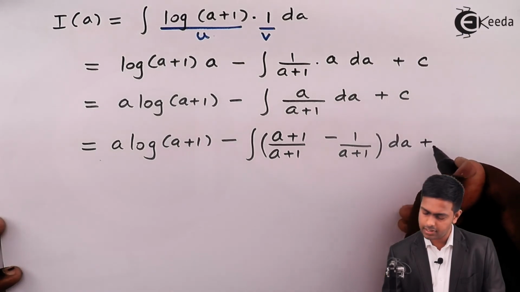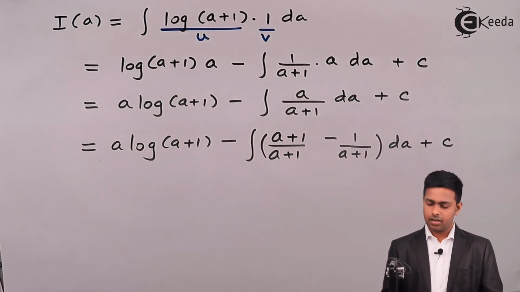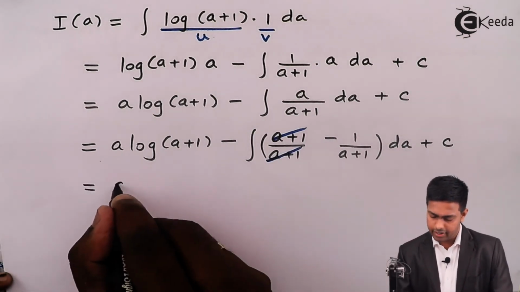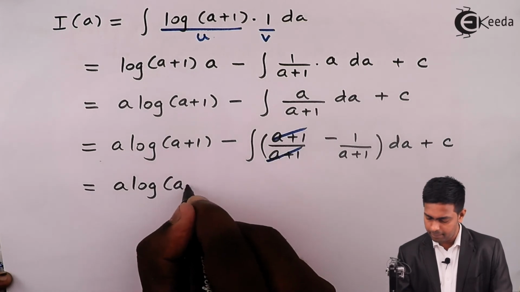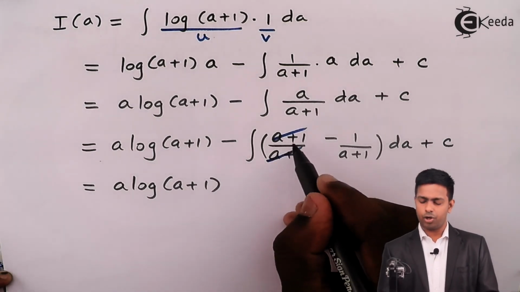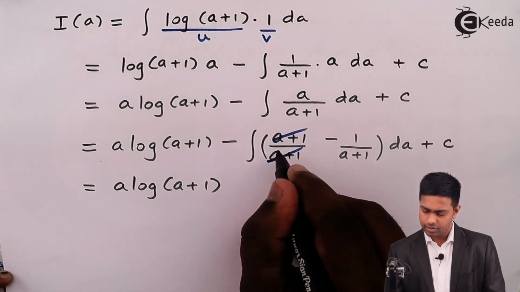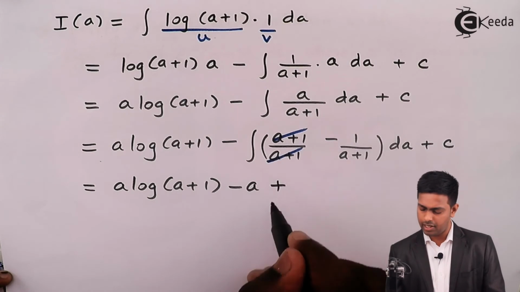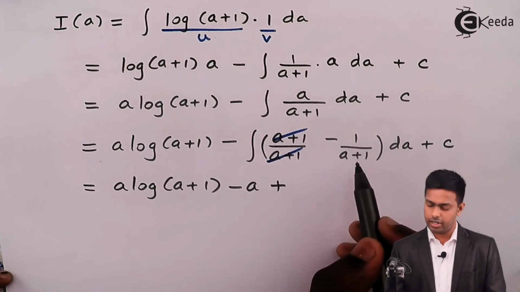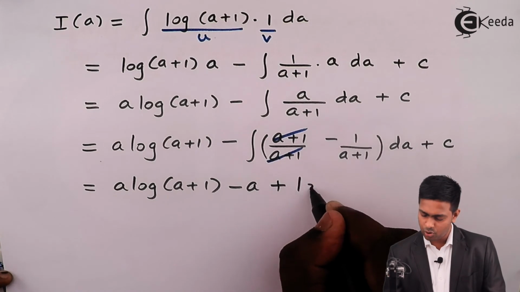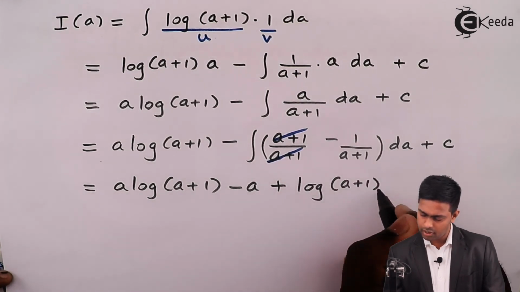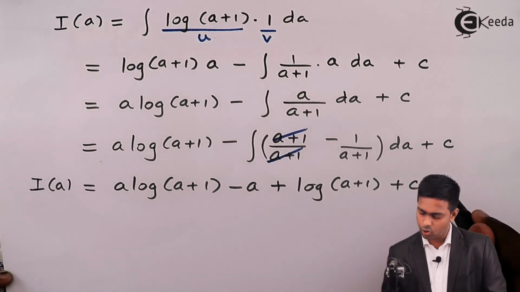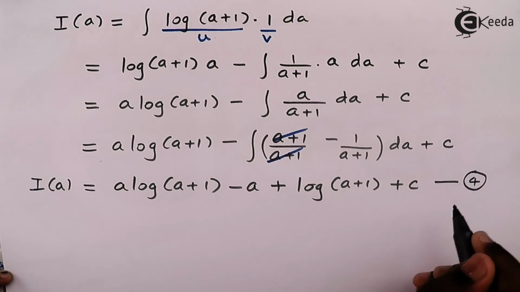Now here we can cancel this a plus 1 term and we will get a log of a plus 1. Now here we got 1 and the integration of 1 is a, so a, and this has a negative sign, then minus minus plus, and the integral of 1 upon a plus 1 is log of a plus 1, plus c. This is the value of I of a, and I'll call it equation number 4.